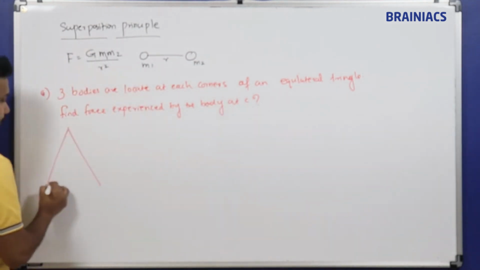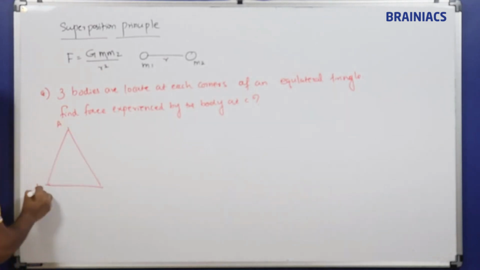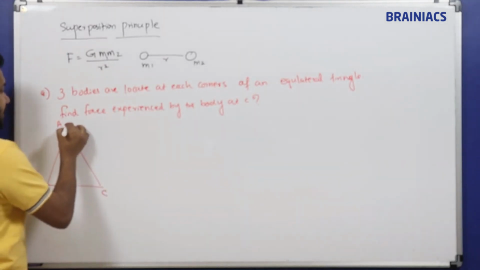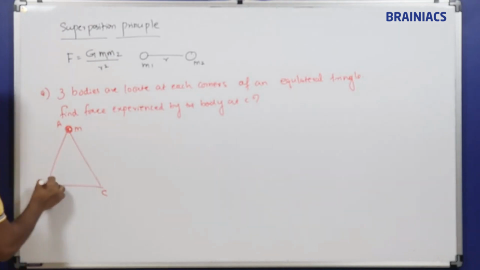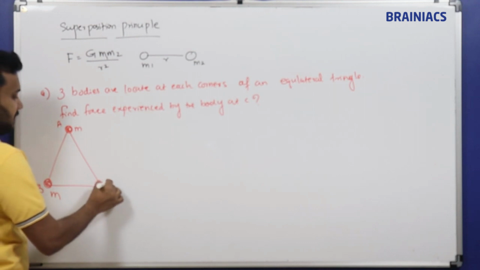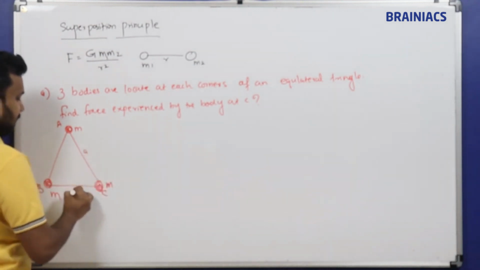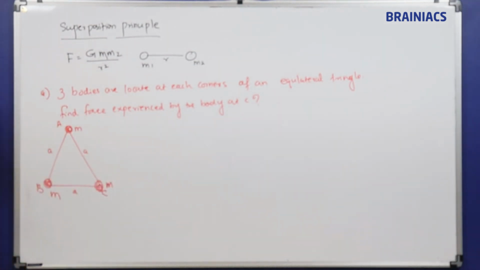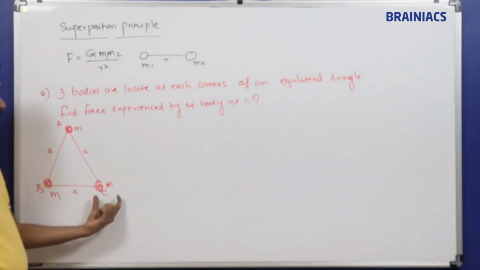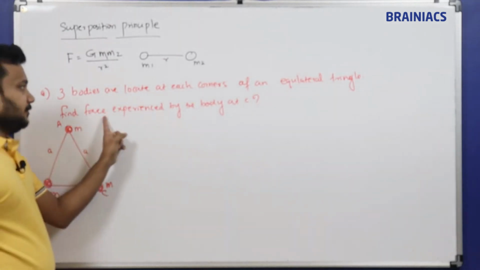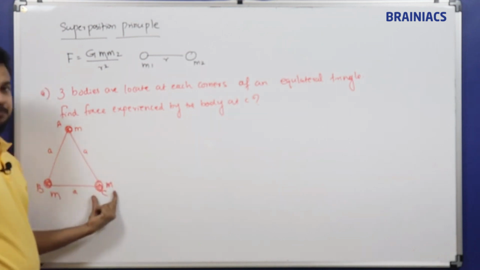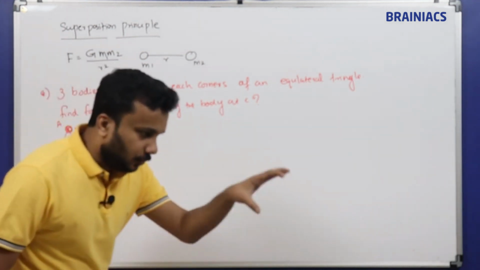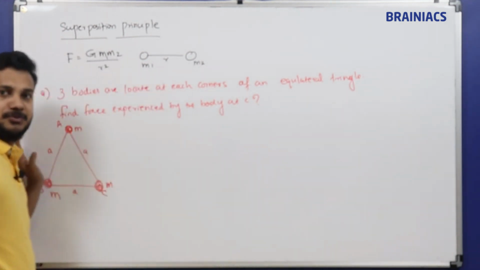So we have the diagram A, B and C. Here we have one body whose mass is m, each body has mass m, and the side length is a. The question is simple. Find the force experienced by the body at C. So at C means you have to look only at C. You are not supposed to look anywhere else.